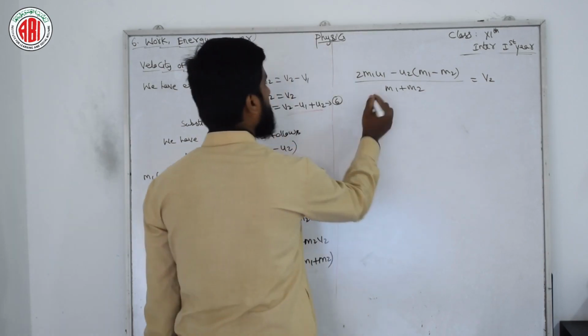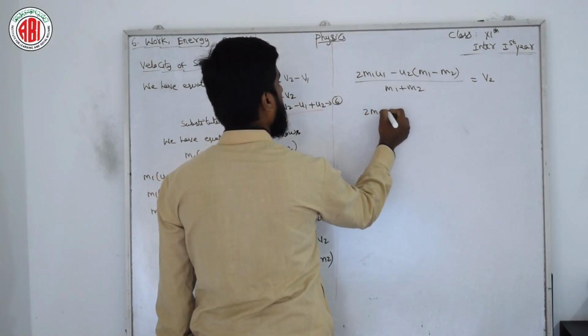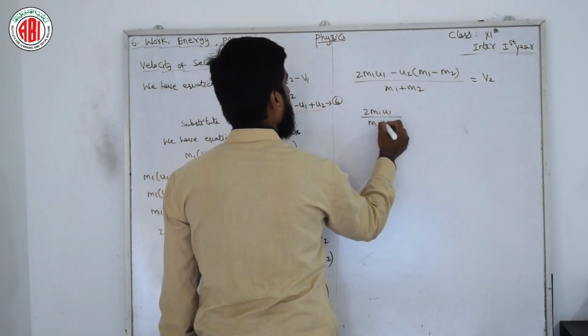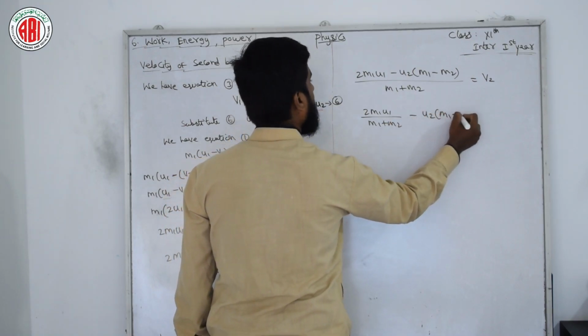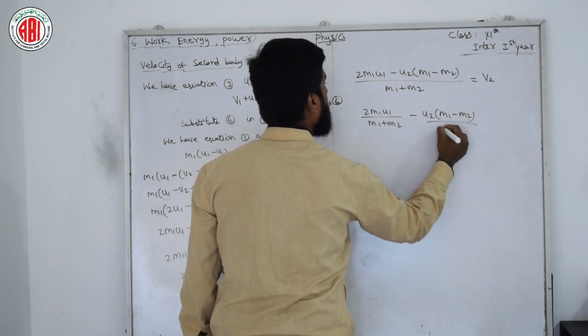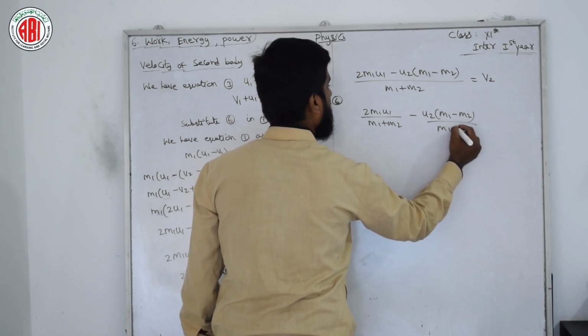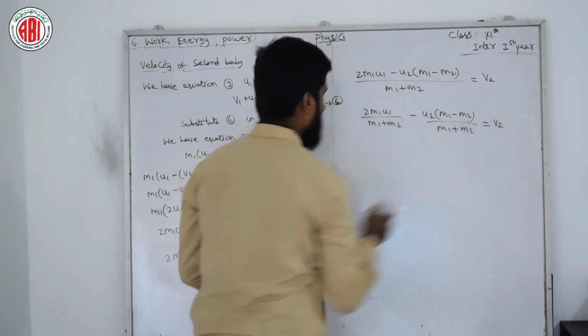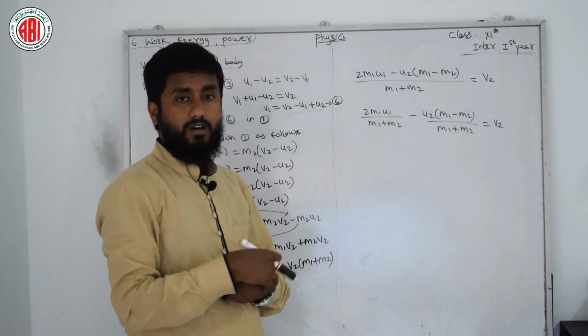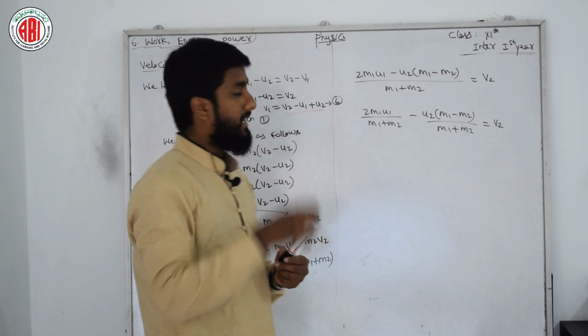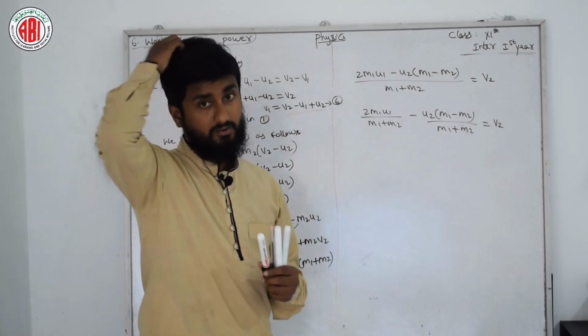Now I am just separating this: 2 m1 u1 by m1 plus m2 minus u2 into m1 minus m2 by m1 plus m2 is equal to v2. So we got this. Now the same procedure we need to apply, like I told you earlier how to write.